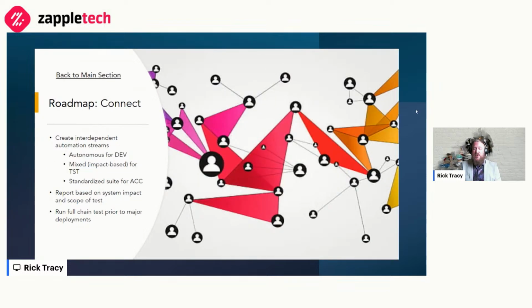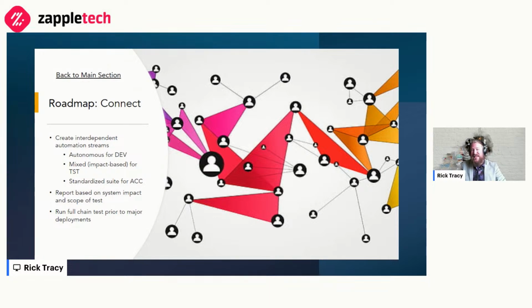And lastly, you need to connect. So how do you connect it? Well, it starts with creating interdependent automation streams. Developers, when they're working on automation, they typically keep that fairly autonomous. It's for the unit test. They make sure that that works for them, for the tests they're doing.